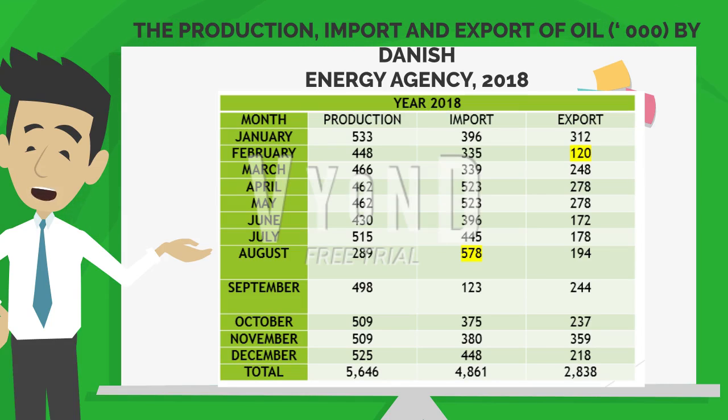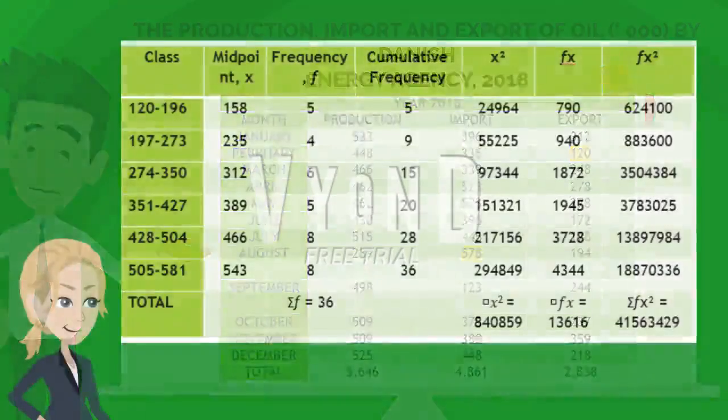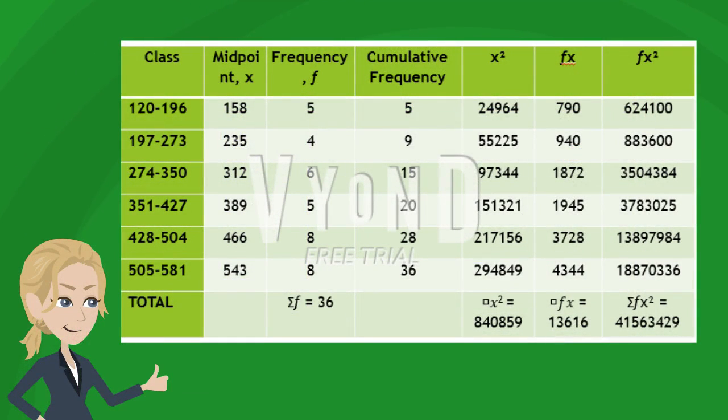2. The objective of this study is to identify the production, import and export of oil by Danish Energy Agency in 2018. 3. The source of this data is collected from https://www.data.gov.my. The data is chosen randomly from Monthly Energy Statistics. 4. This data is secondary data, because it is data that has already been collected through primary sources. The variable in this data is a quantitative variable.